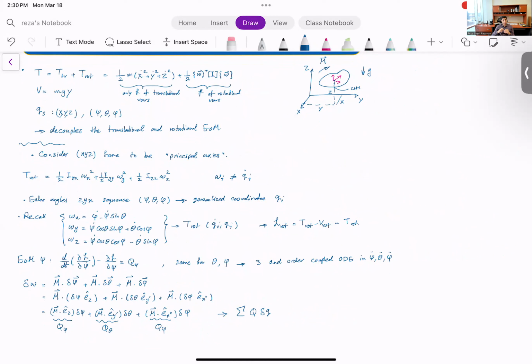So that's it. In the next video, we will look a little more into generalized forces and introduce a concept called angular velocity coefficients, which is kind of useful for systems of rigid bodies. All right, until then.